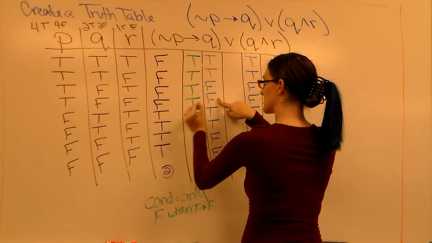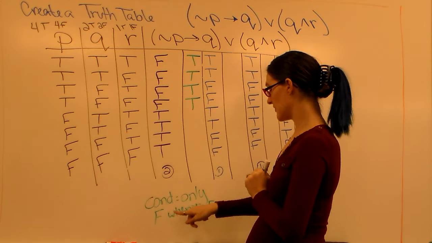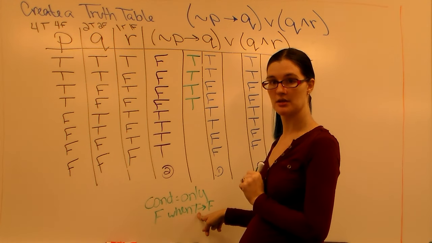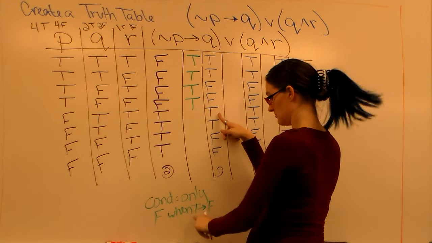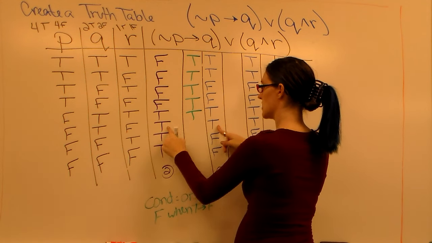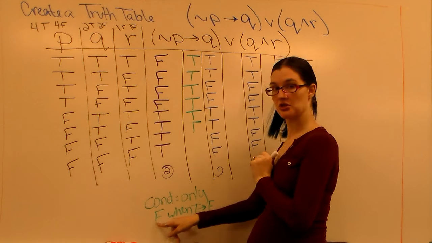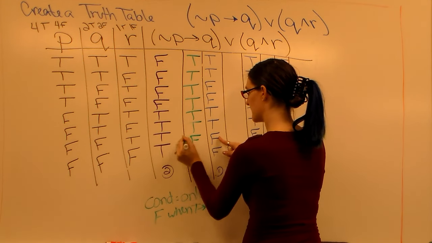False, false, still true. So far, the entire first one has been false, so there's no way it could be false. Only false when true, false. True, true, it's not true, false, can't be false. True, true, true, false. Remember, conditionals are only false when true, false. The more you say that, the better it's going to be.